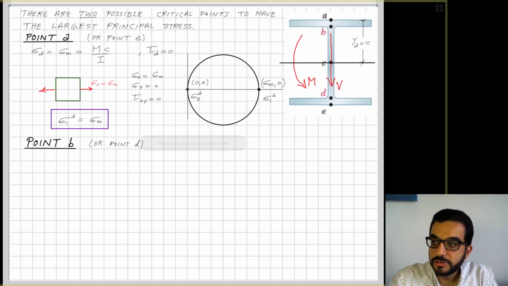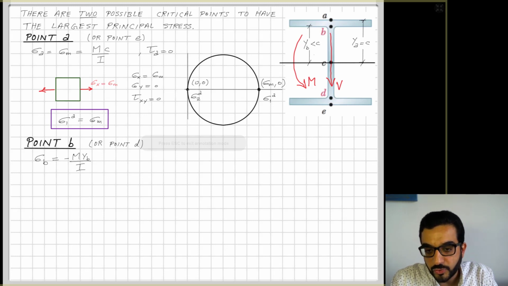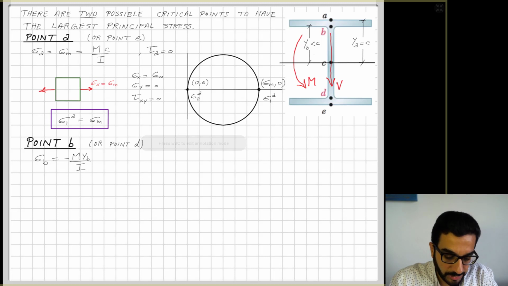So there is no transformation of stresses; the orientation of the principal stresses is the same orientation that we have for this stress block. If we look at point B, y in this case will be less than c, so it's a little below point A. So we'll use here the formula negative My over I, and y here is not c, but it's pretty close to it. So there's no big difference between sigma A, which is sigma m, and sigma B.